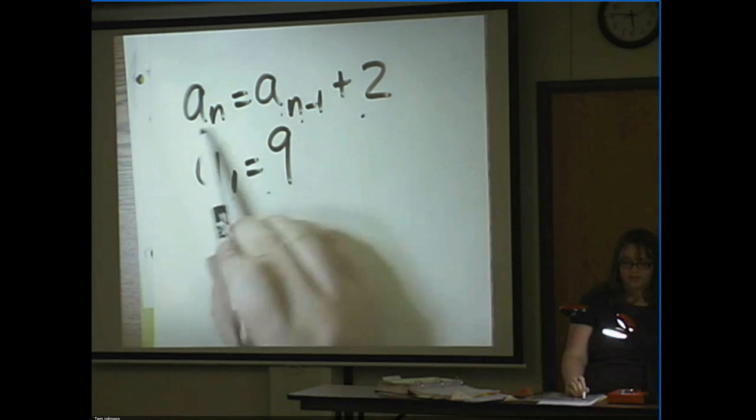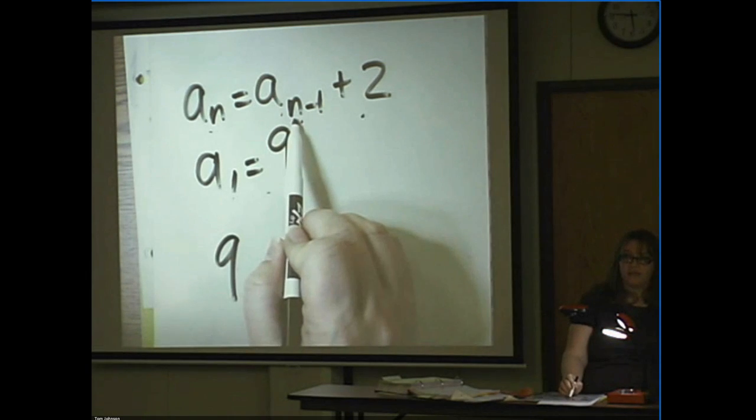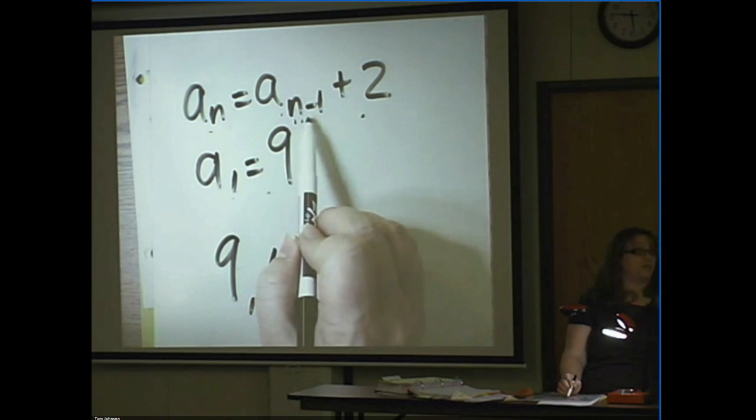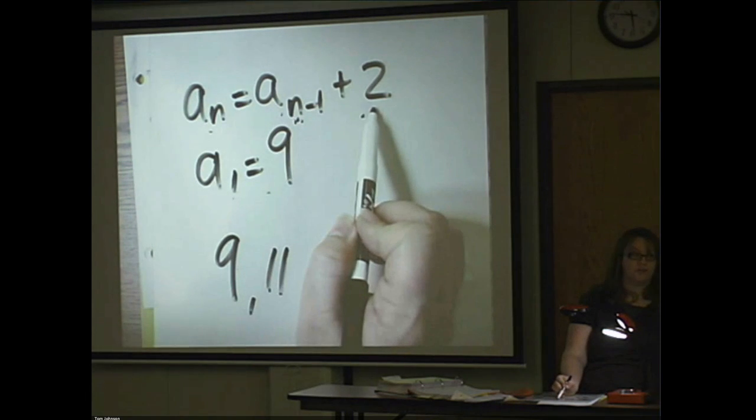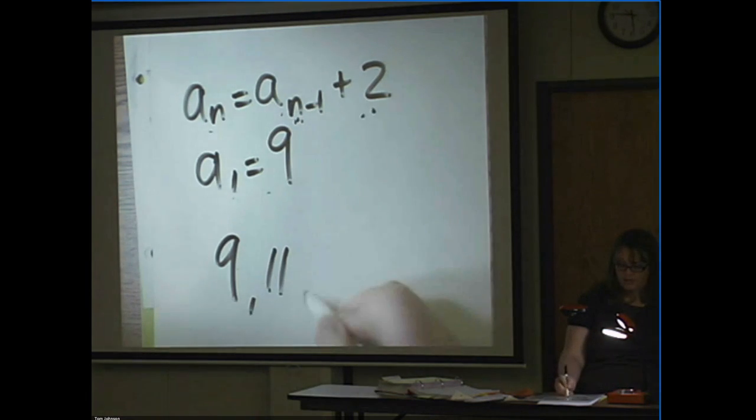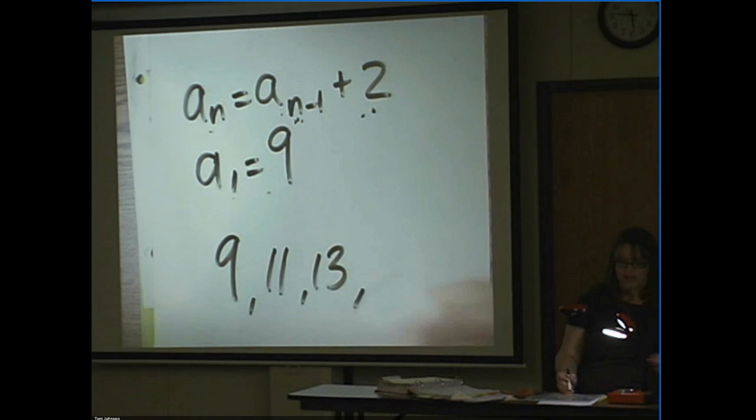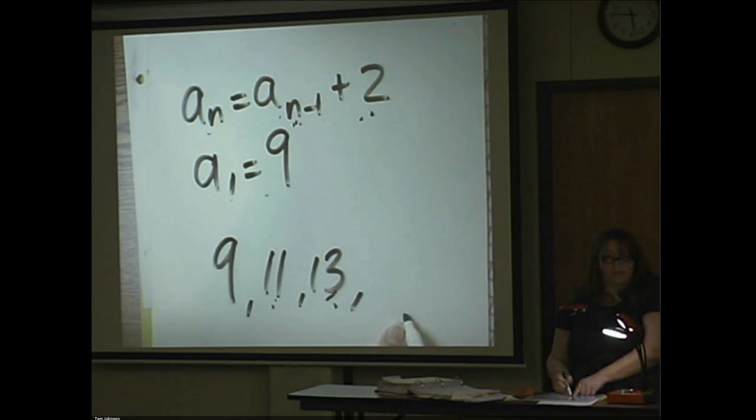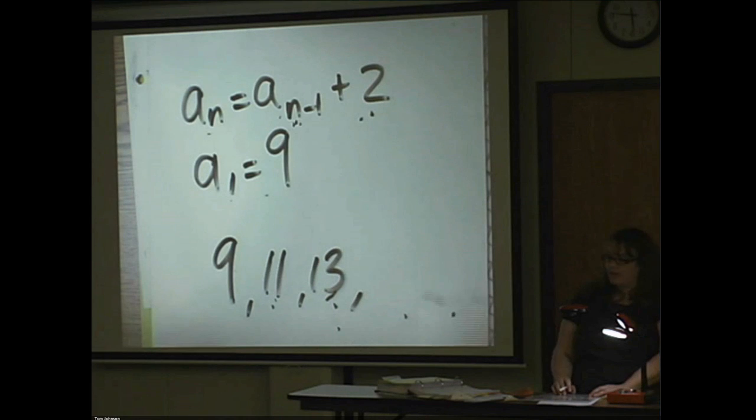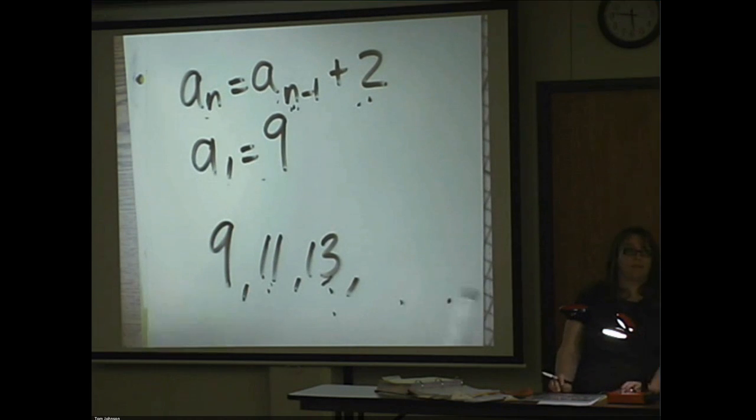Then to find our next number, we take our previous one. That's why it's n minus 1, as you're always using the previous. You're taking the previous one and adding 2 to it. So now we're going to get 13. And then we're going to continue the pattern. We take the previous one and add 2. Previous one and add 2. So what kind of sequence would this one be? Arithmetic sequence.